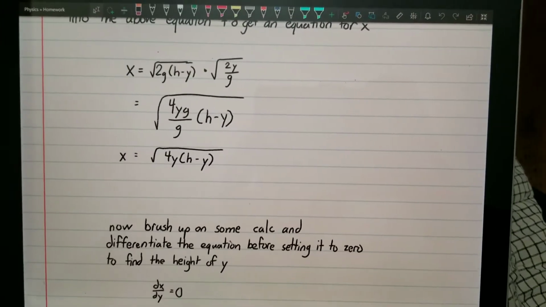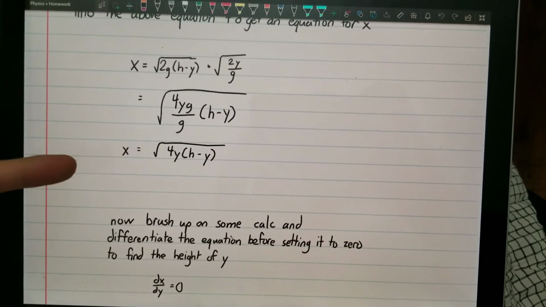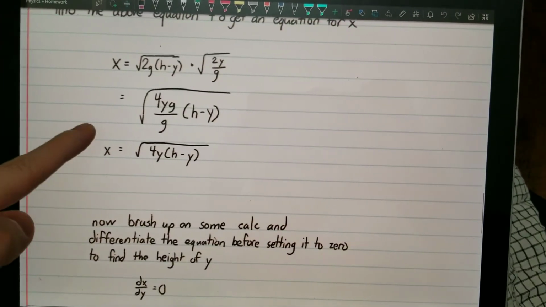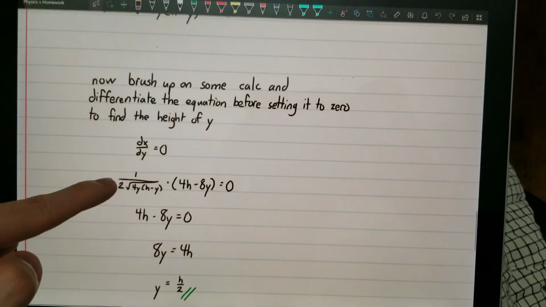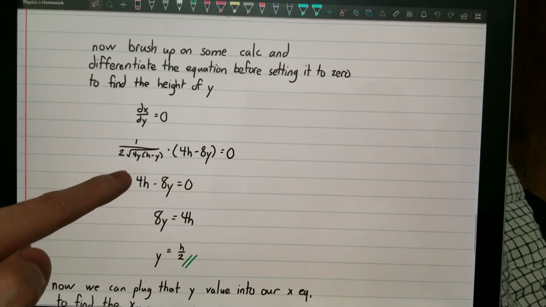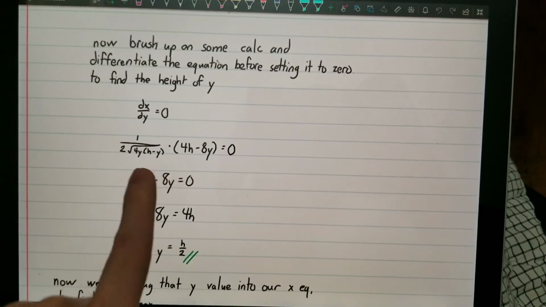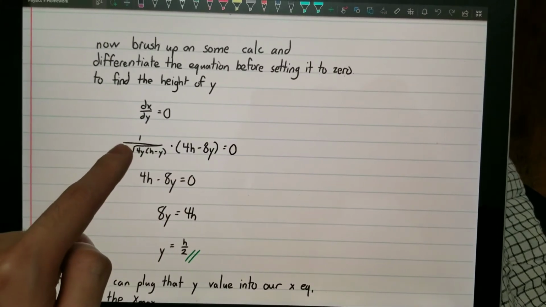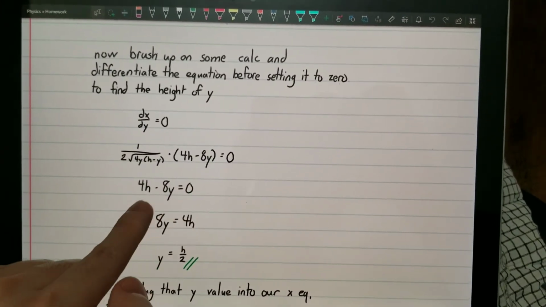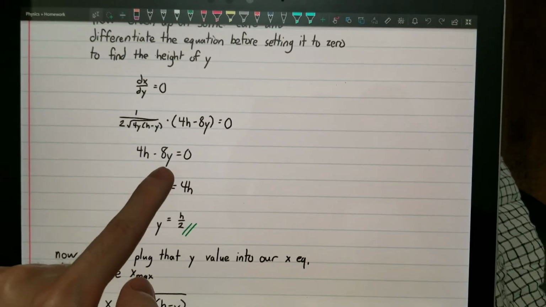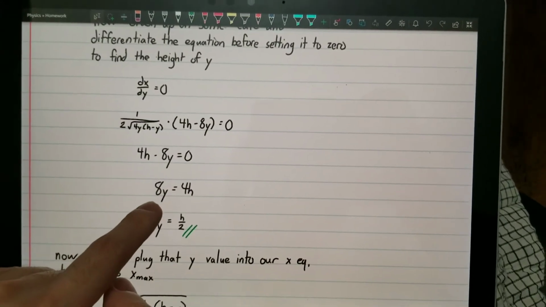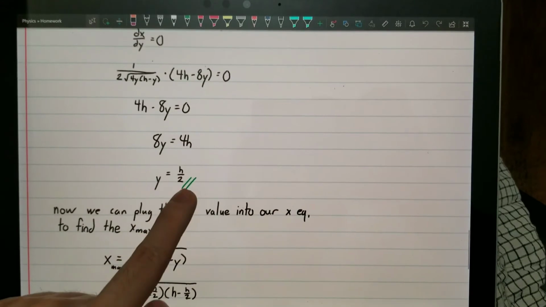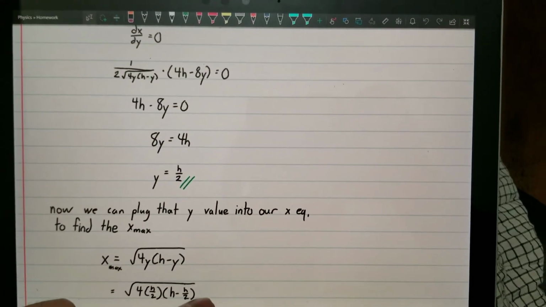Now, this is a general equation, but if you brush up on your calculus skills, you might realize that to find the max, we have to actually differentiate the whole entire equation and set it to 0, which is done right here. I'm pretty sure I don't have to explain how to differentiate, but once you finish that, you divide this out to 0, and that disappears, and you end up with 4h minus 8y. You isolate out the y for a final answer of h over 2.